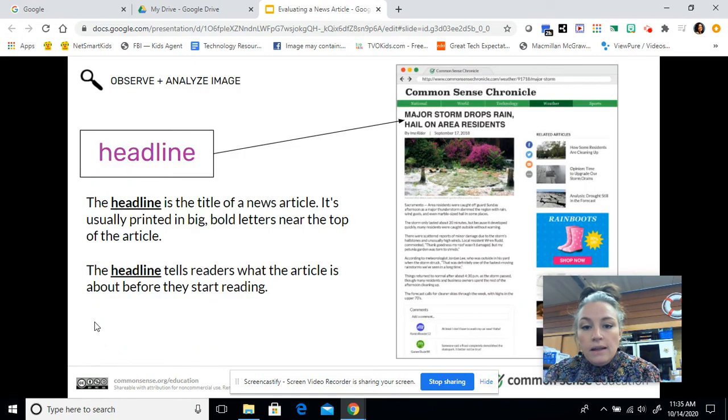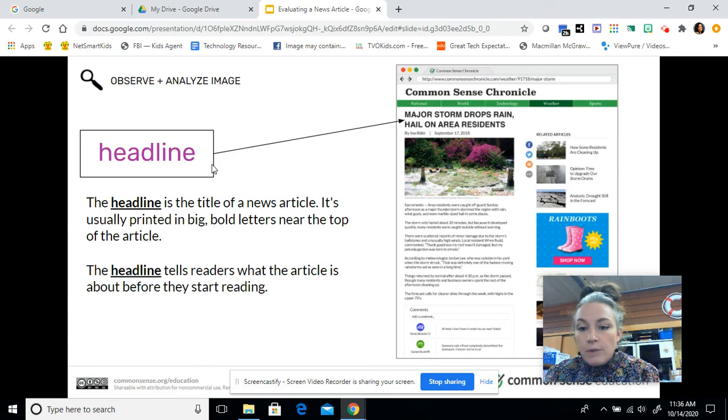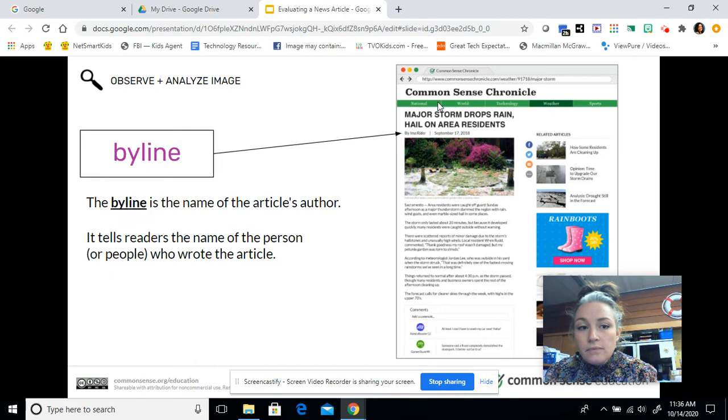In the little video, it talked about the different parts of the article. As you are looking at an article and deciding if you want to use it as part of your research, you're going to want to pay attention to the headline. The headline is the title of what it is about. It's usually in big letters at the top of the page. It's what grabs our attention right away, and it gives us a little bit of an idea about what we're going to be reading about.